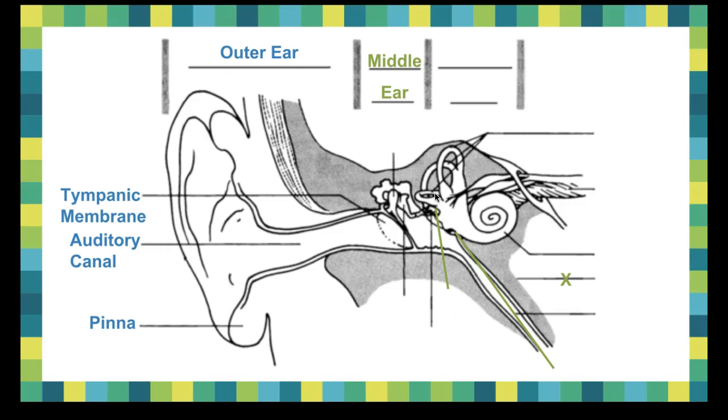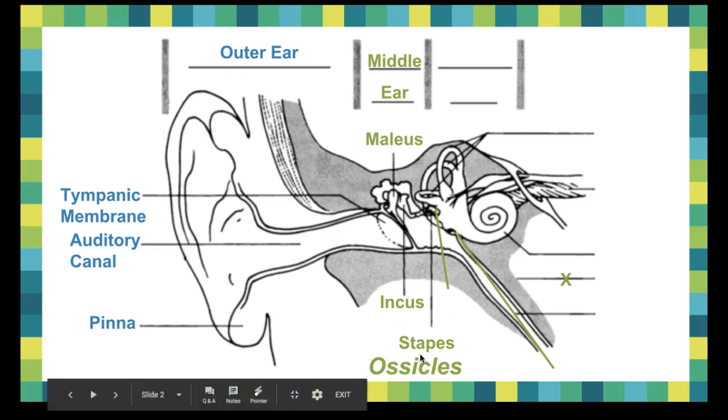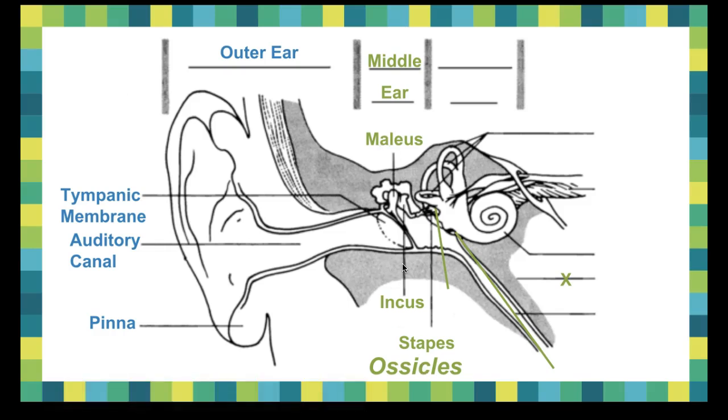Okay, so we have three different bones in our middle ear. Okay, they're the smallest bones found in our body. They're called the malleus, the incus, and the stapes, or the hammer, the anvil, and the stirrup. But we just need to know that they're called the ossicles, the small bones. You don't actually have to know the individual names of them. So I'll never ask you to differentiate between the three of those.